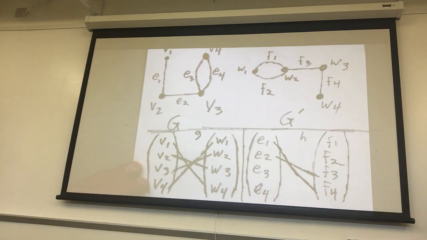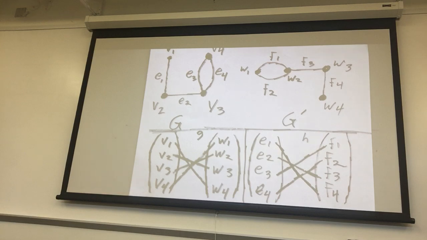And then edge 3, this one is arbitrary. Edge 3 and edge 4 both connect in the same way, but it's easier just to say, okay, it doesn't really matter. It's arbitrary. Edge 3 to F1 and edge 4 to F2.